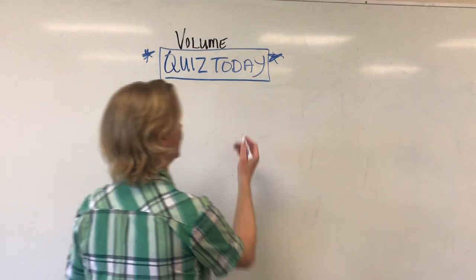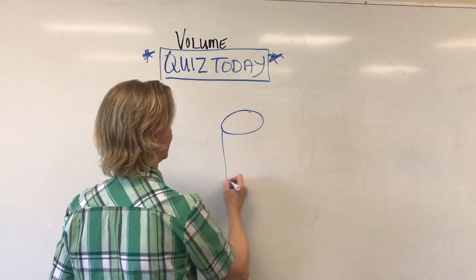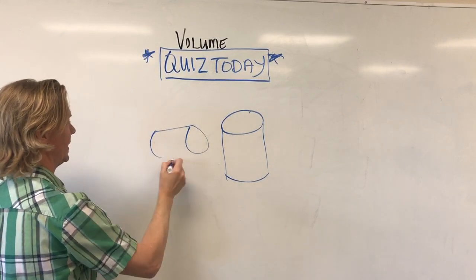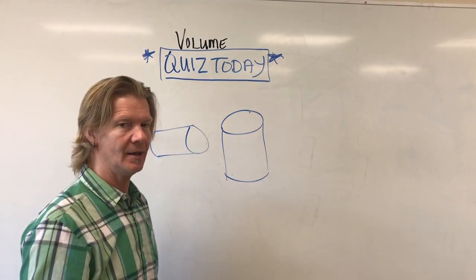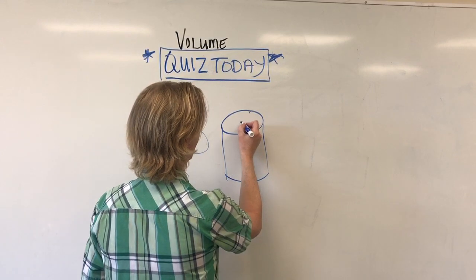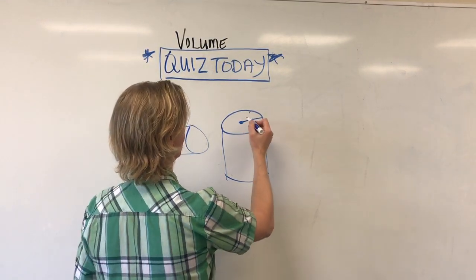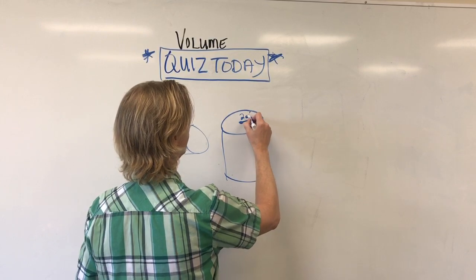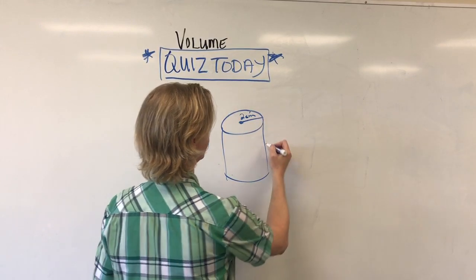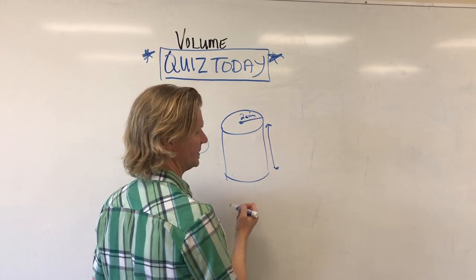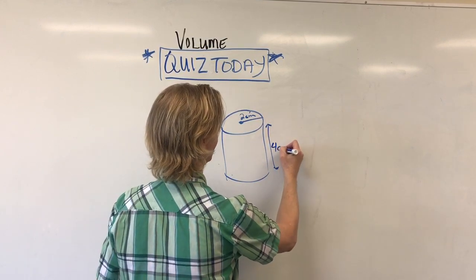So a 3-dimensional circular shape like this, right? It could be sideways. I guess I could draw it like this too, right? It's like the shape of a pop can. And I need some dimensions. So I need the radius of this circle, okay? And let's call the radius of this circle 2 centimeters this time, and we'll say the height of this pop can, the cylinder, is 4 centimeters, okay?